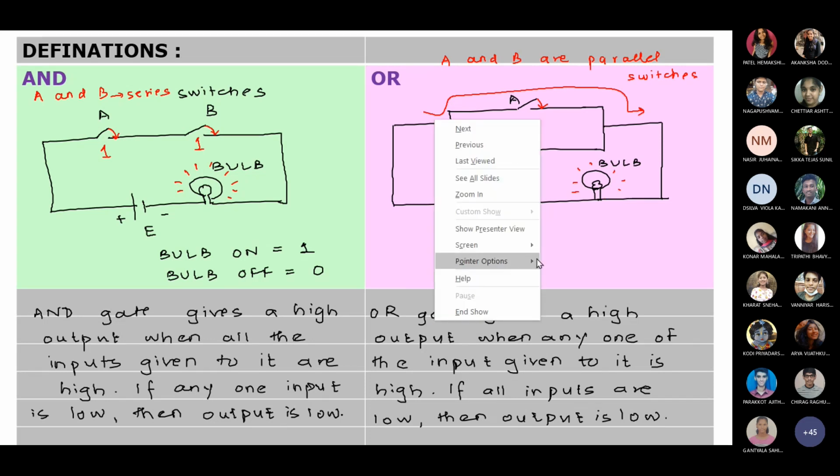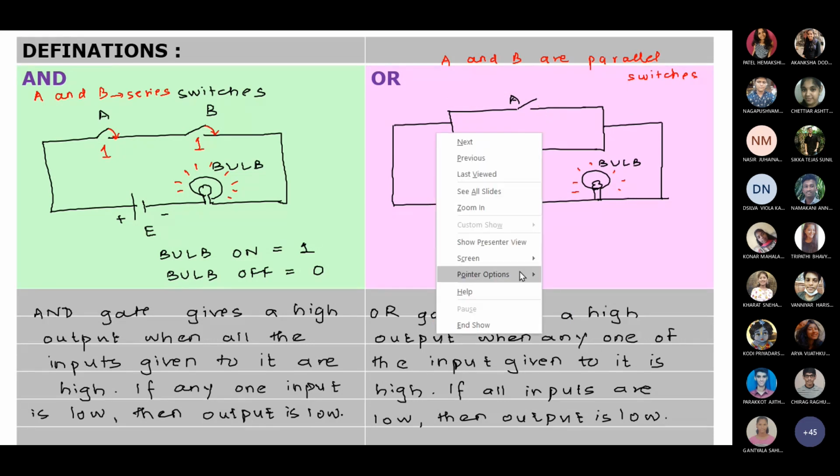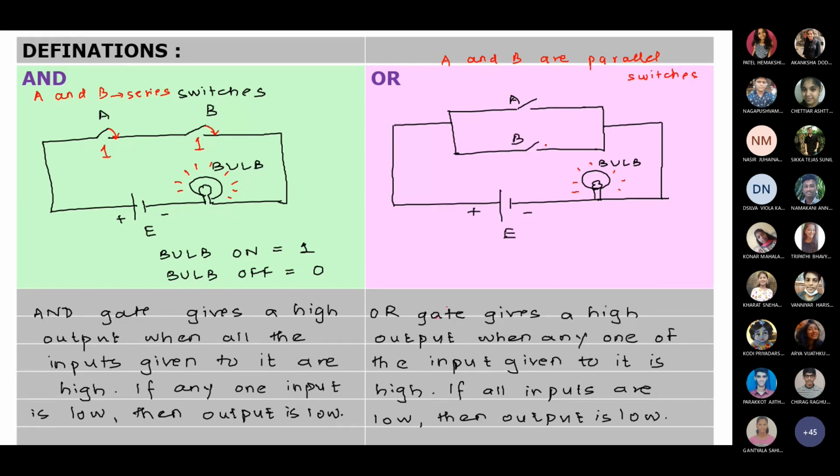Okay, same way, if I close B and keep A open, current will flow through this direction and the bulb will glow. Same way, if I close both, current will flow through both directions and the bulb will still glow. So that's why when any one of the inputs is high, the output will be high.